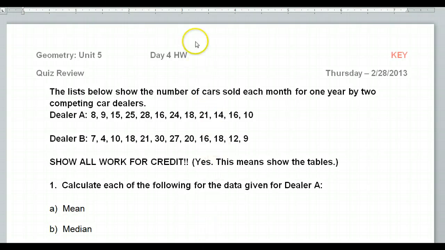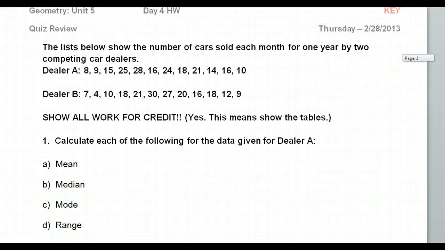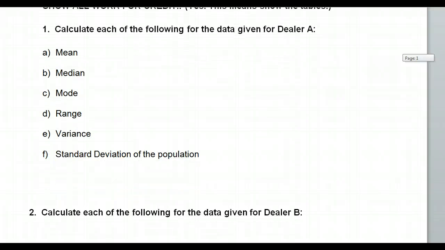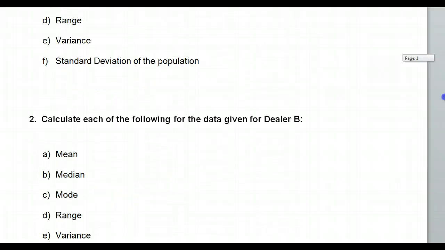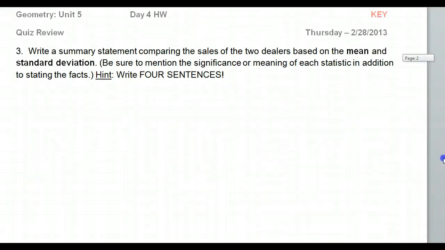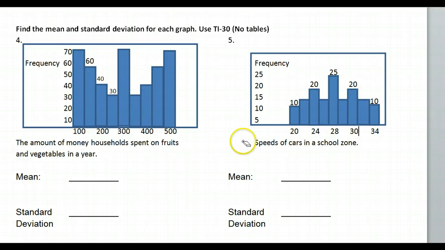Alright, this video will be a little review of basic statistics. I'm talking your mean, your median, your mode. We're also going to be doing the range, variance, standard deviation. We're going to compare two data sets. And last but not least, we will understand how to use our TI-30XS MultiView to find the mean and the standard deviation off of a frequency table.